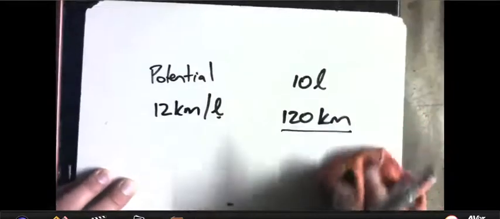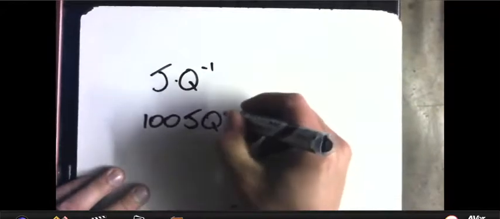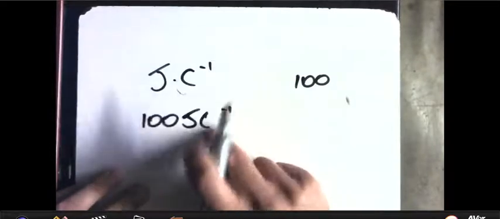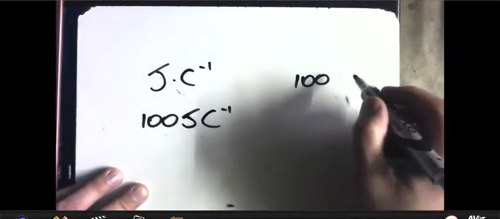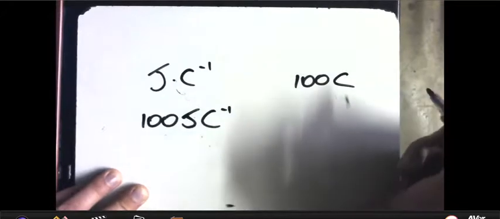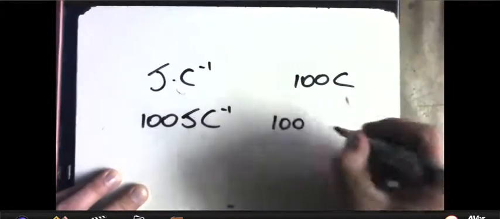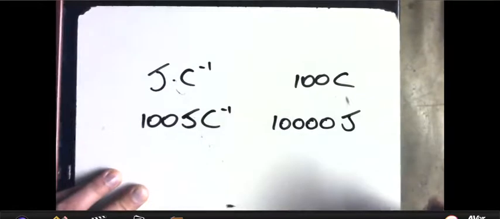Now it's the same thing when we work with joules per Coulomb. If it says it's going to be 100 joules per Coulomb, that is my potential. But if I know now I've got 100 coulombs, sorry, Coulomb is a C, sorry for that. If I have 100 coulombs, then I know it's 100 joules per Coulomb, so it's going to be 100 times 100, which is going to be 10,000 joules.